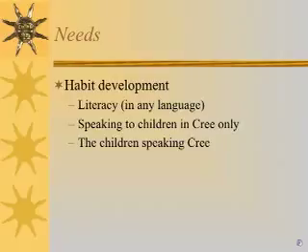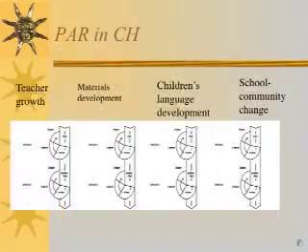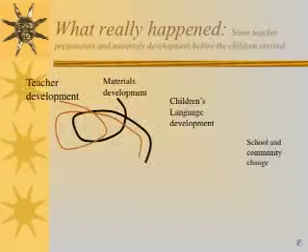From this participatory action research study, going through many, many cycles, we did gain, I think, a number of insights. First, teacher growth. Second, materials development. Third, in the area of children's language development. And fourth, in school community change. Let's look at this in another way. What really happened? I'm trying to point out that all of these areas grew simultaneously, and not that one area preceded the development of another.